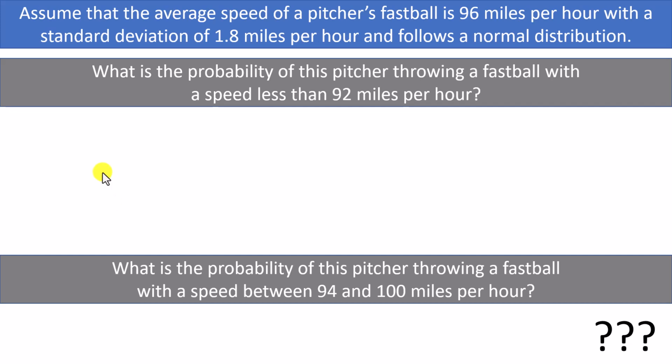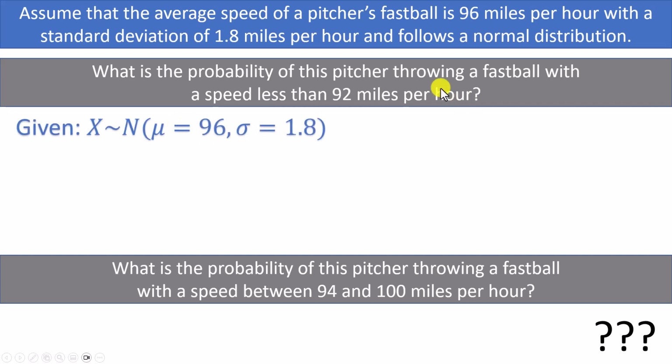Okay, I'm going to go ahead and work through the first part. So if you have not finished the first part, please pause the video again and try that. But I'm going to go ahead and work through this one. So they tell us in the problem that the mean speed or the average speed is 96 miles an hour and the standard deviation is 1.8. So we can kind of represent that using this notation. Our variable, which is the speed of the fastball, follows a normal distribution, mean of 96 and standard deviation 1.8.